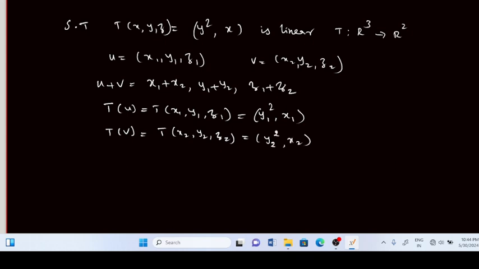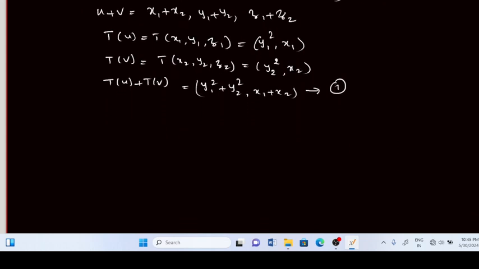So here left hand side has three terms, right hand side we have only two terms. It is not necessary that we must have all three elements on the right hand side. Now we add these two, T of u plus T of v. We can write it as (y1 square plus y2 square, x1 plus x2). Let us consider this as equation number 1.